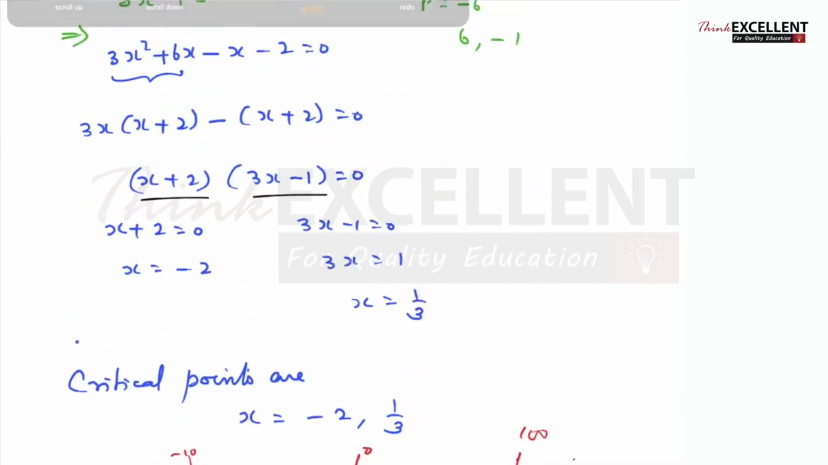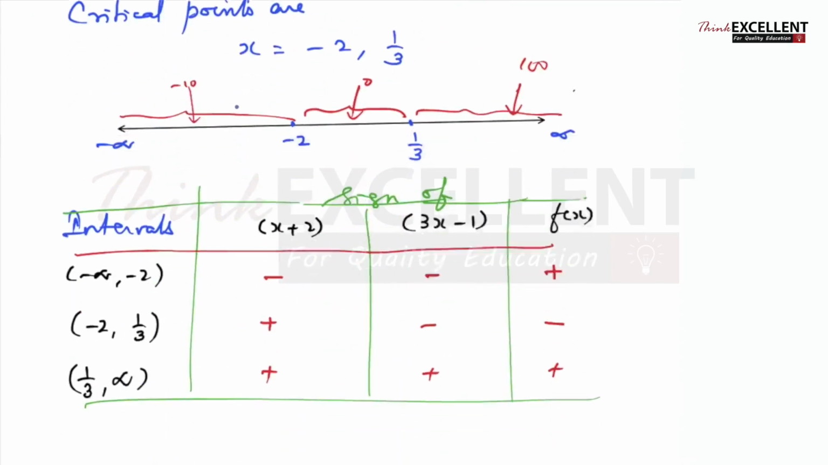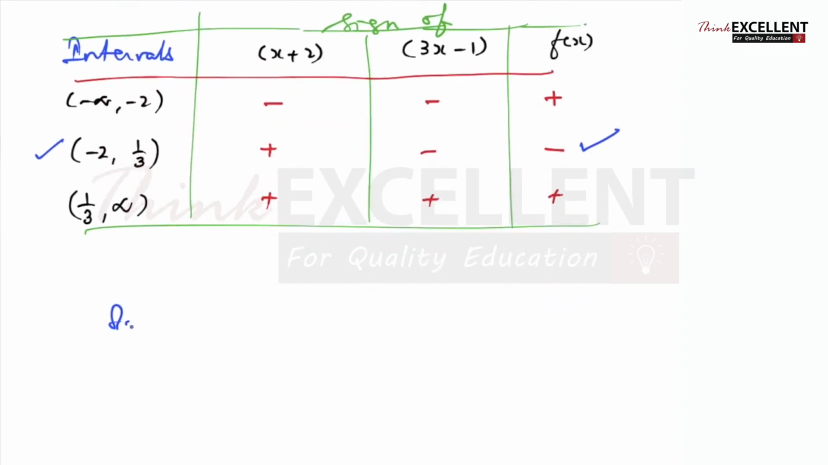Now we see the question. See here what is given here. Less than or equal to. Equal to means the critical points are also included, okay? Less than or equal to 0 means negative, okay? So this is the interval you are supposed to take. So the solution is, since it is negative, you take that one. Solution is which interval? Minus 2, comma 1 by 3.